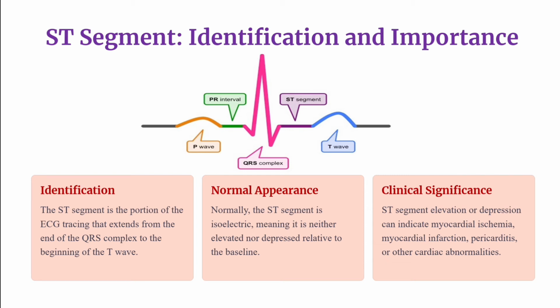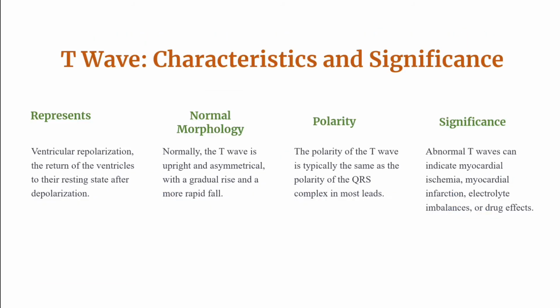T wave, characteristics and significance. The T wave represents ventricular repolarization, the return of the ventricles to their resting state after depolarization. It is typically upright and asymmetrical. Abnormal T waves, such as inversion or flattening, can indicate conditions like myocardial ischemia, electrolyte imbalances, or drug effects. The T wave's shape and polarity provide valuable insights into the electrical recovery of the ventricles.